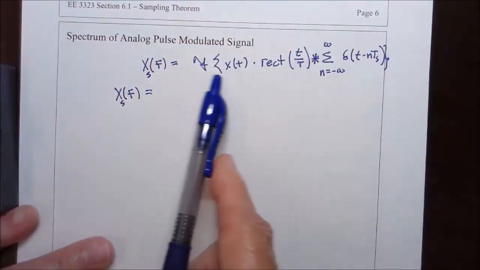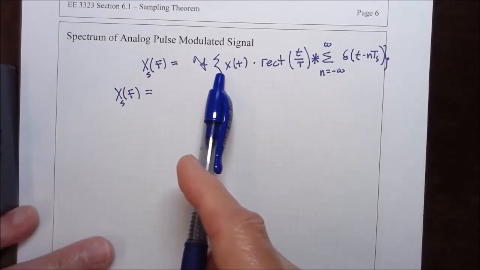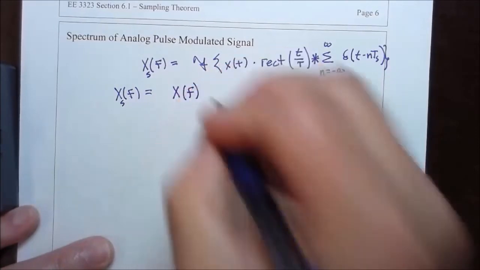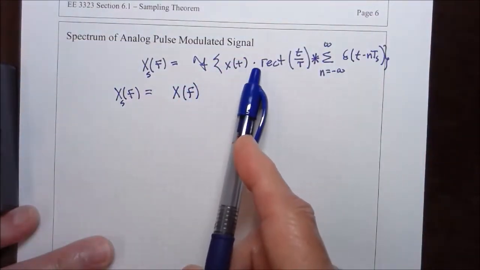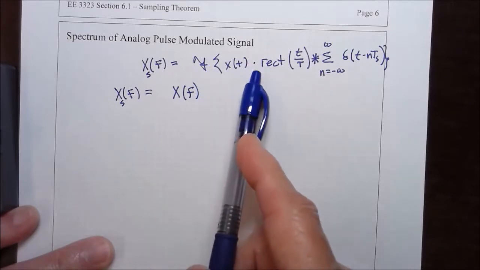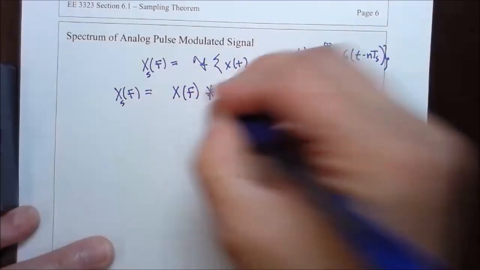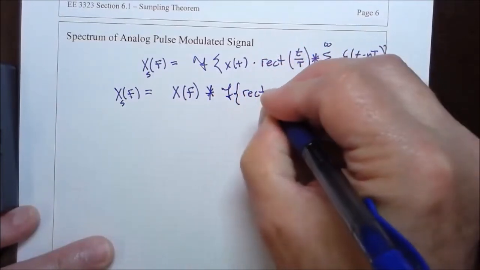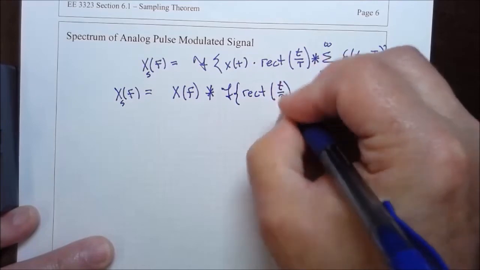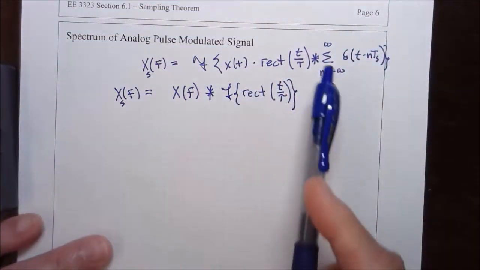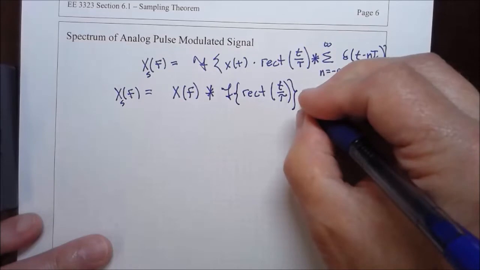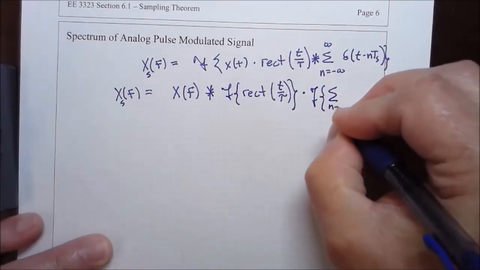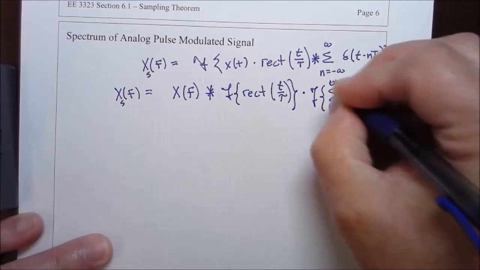equal to the Fourier transform of the original time signal. When we take the Fourier transform, this multiplication turns into convolution, and then we have the Fourier transform of the rectangle function. And when we take the Fourier transform, this convolution turns into multiplication. So then we have the Fourier transform of this train of delta functions.